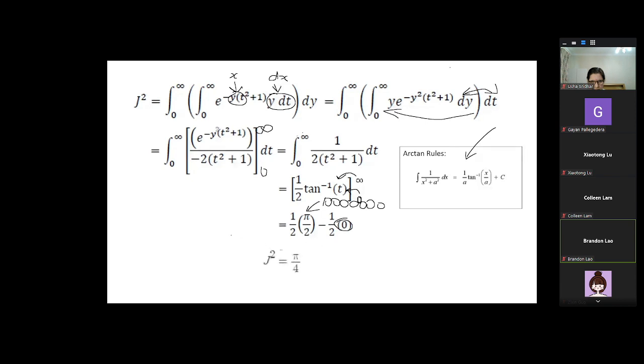And altogether, j squared equals pi on 4. And from there, we bring the squared over, square root this, which becomes j equals the square root of pi on 2. And that concludes my proof.